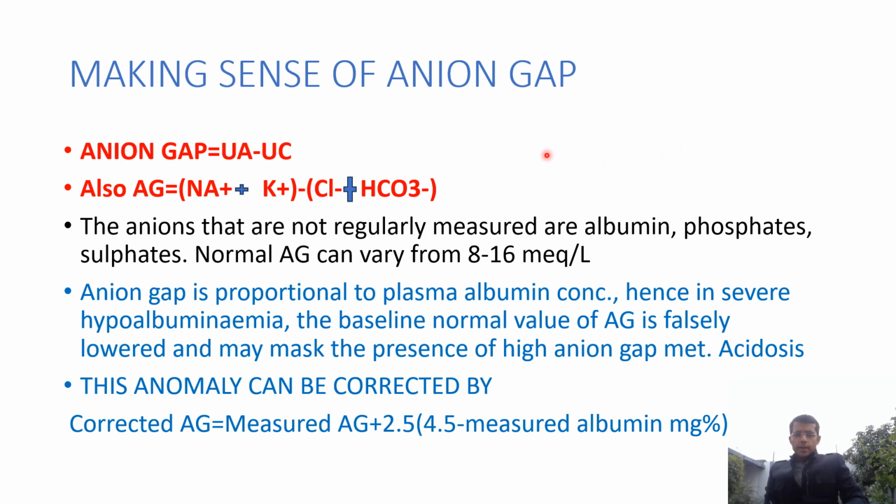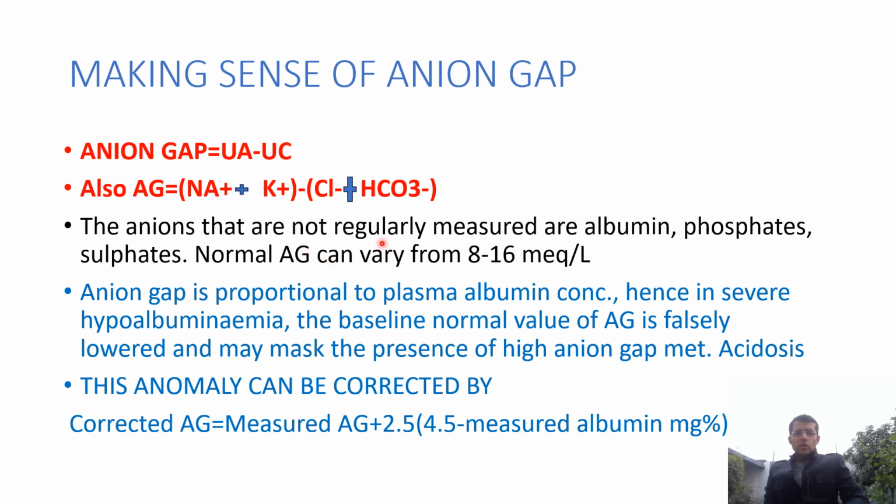Making sense of anion gap. Anion gap is unmeasured anions minus unmeasured cations. Two equations. First is unmeasured anions minus unmeasured cations. Second is anion gap is also equal to sodium plus potassium minus chloride plus bicarbonate.